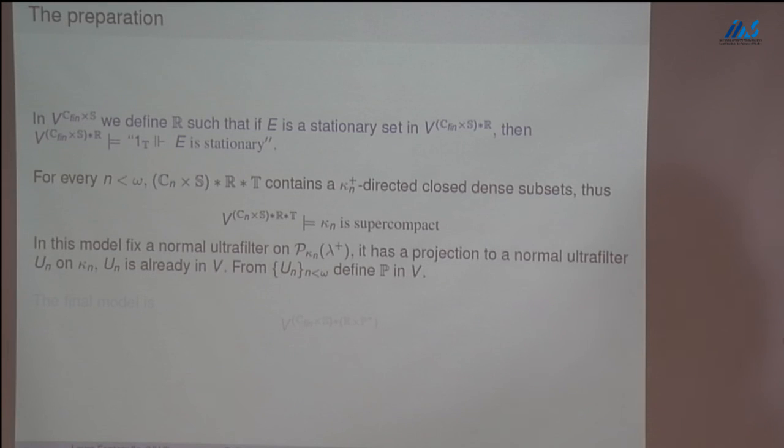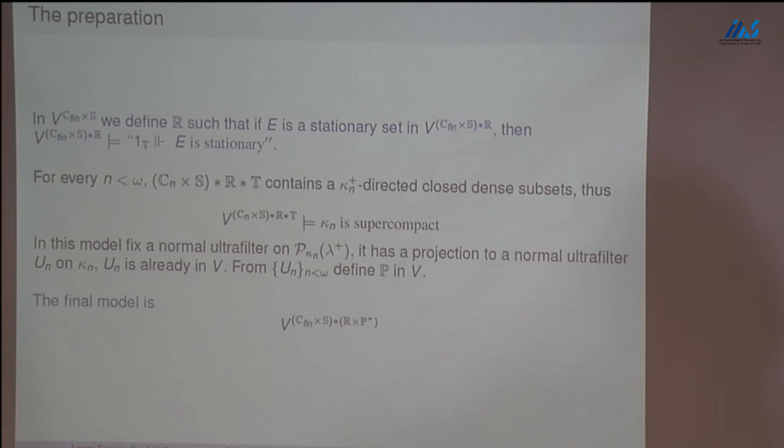Now, in this model you can find a normal ultrafilter on P kappa n lambda plus. This has a natural projection to a normal ultrafilter un on kappa n, and by the distributivity of the closure of the forcing, you can prove that this ultrafilter actually already existed in V. So you can use these ultrafilters in V to define Magidor-Enchelas forcing.